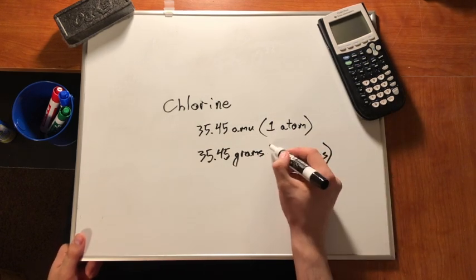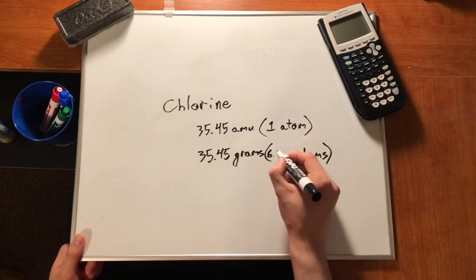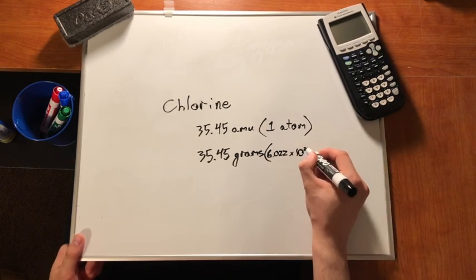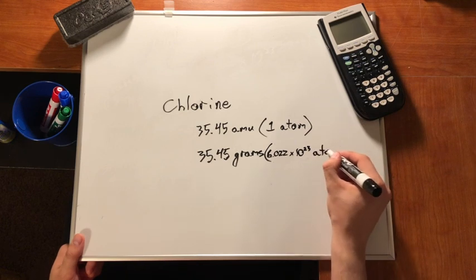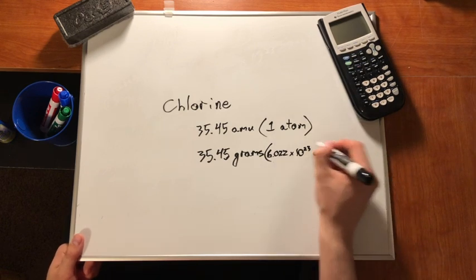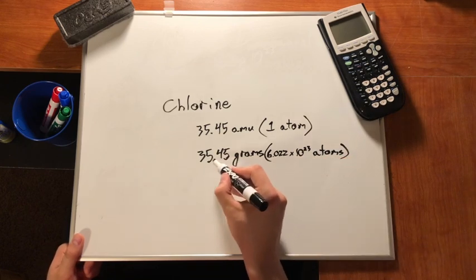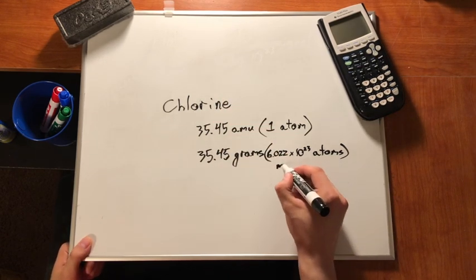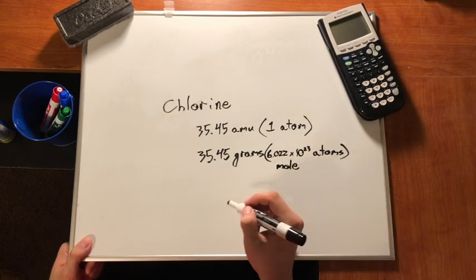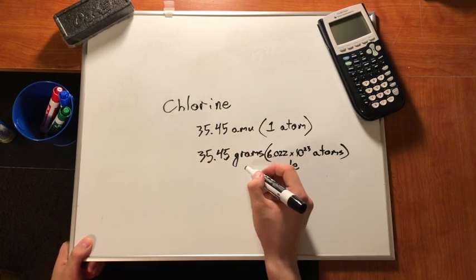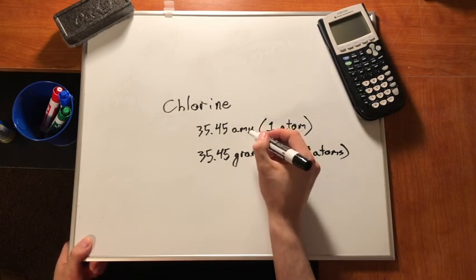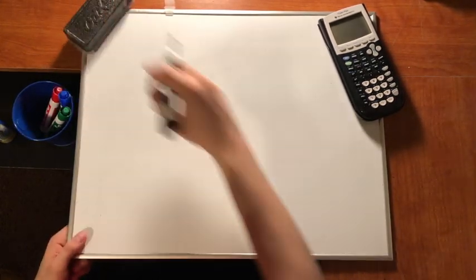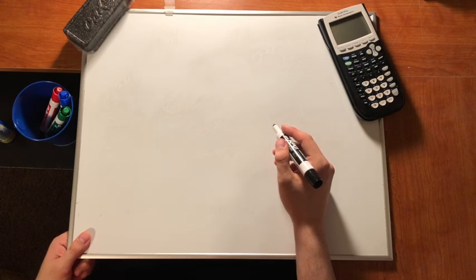Well, it turns out, just like carbon, if I have the same number of atoms, 6.022 times 10 to the 23 of chlorine, the mass of all of those atoms together is 35.45 grams of chlorine. So the mole is the key to getting the mass of a certain element into grams and talking about it in that way. It helps us convert from AMU to grams. Let's do another one just to make sure we really understand what's going on. I'm going to pick lead.